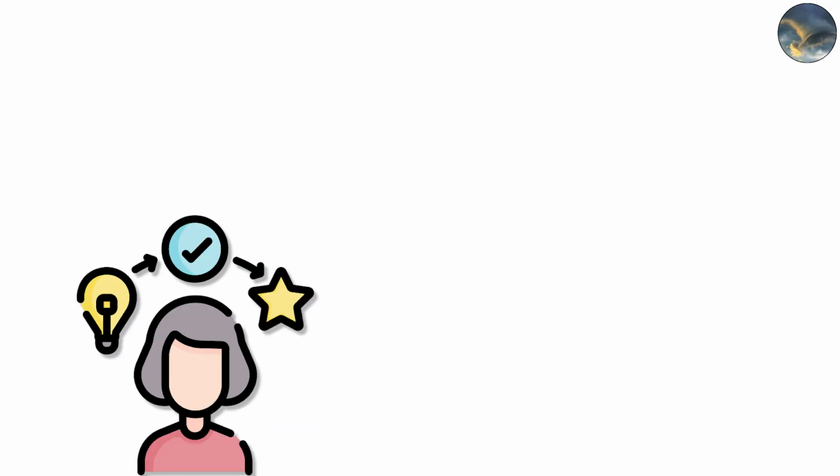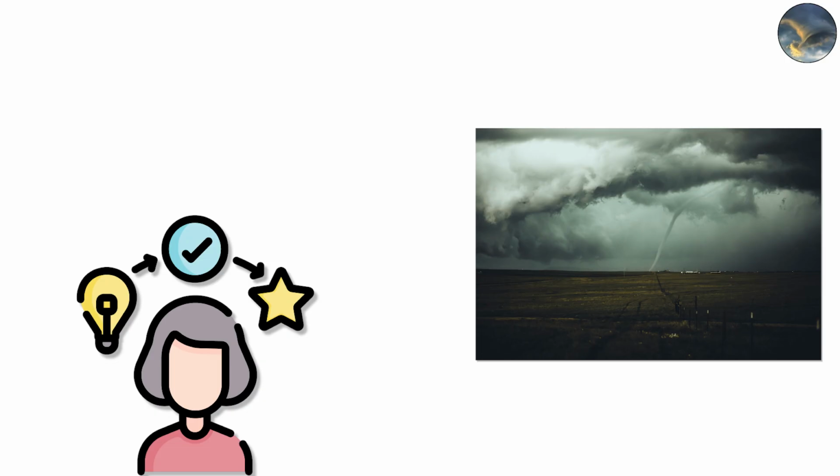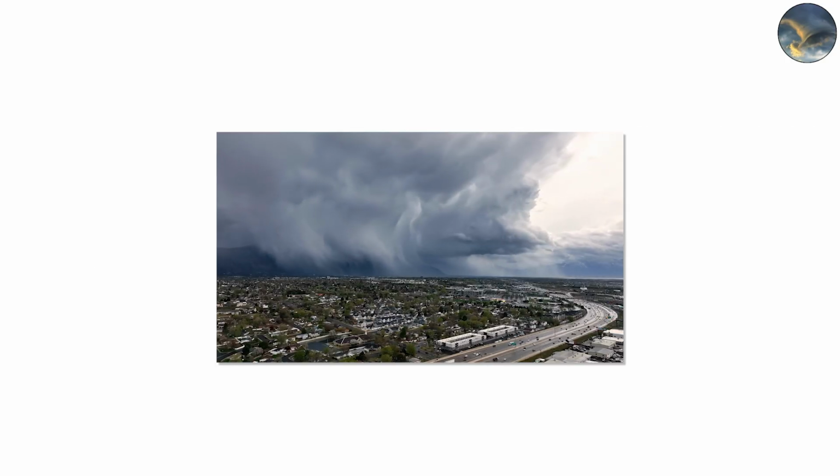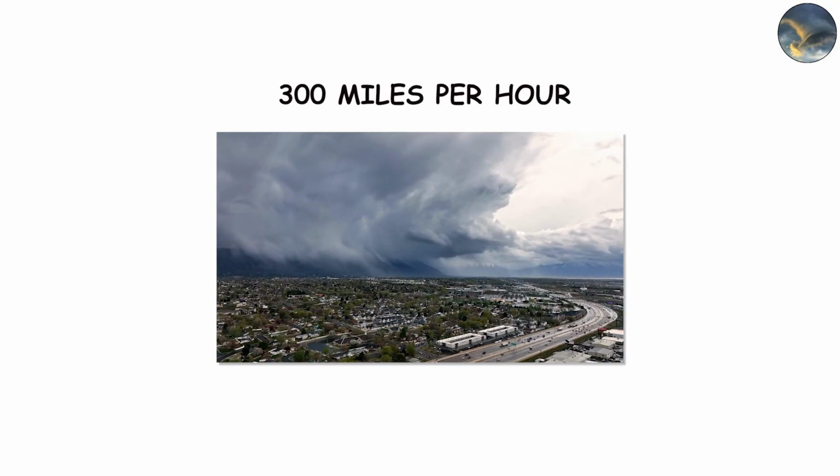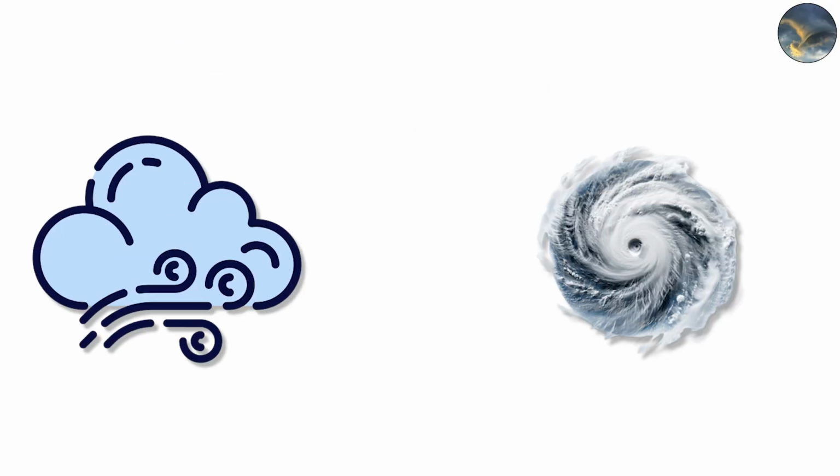The physics of chaos. If you could step inside a tornado, which you definitely shouldn't try, you'd experience unimaginable forces. Wind speeds inside a powerful EF5 tornado can exceed 300 miles per hour. That's stronger than the winds of most hurricanes.